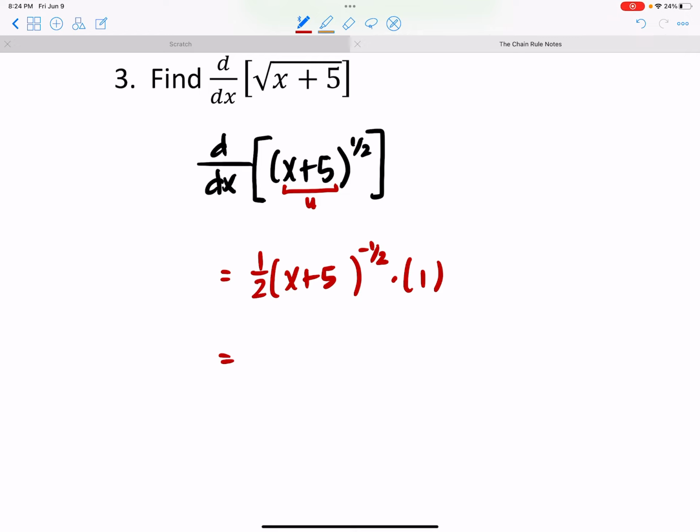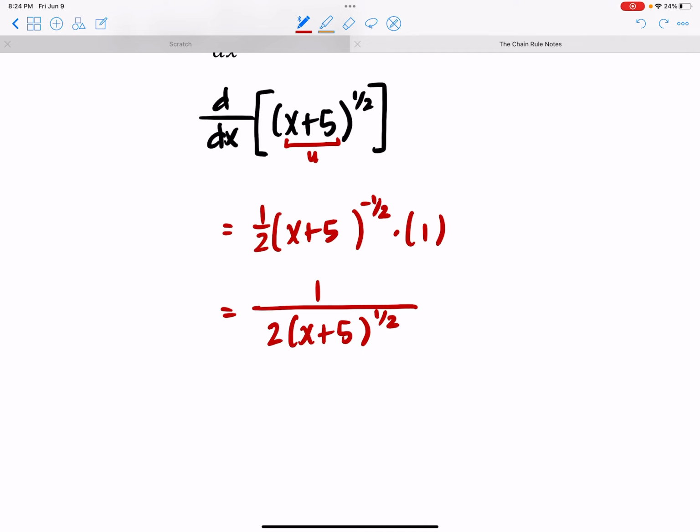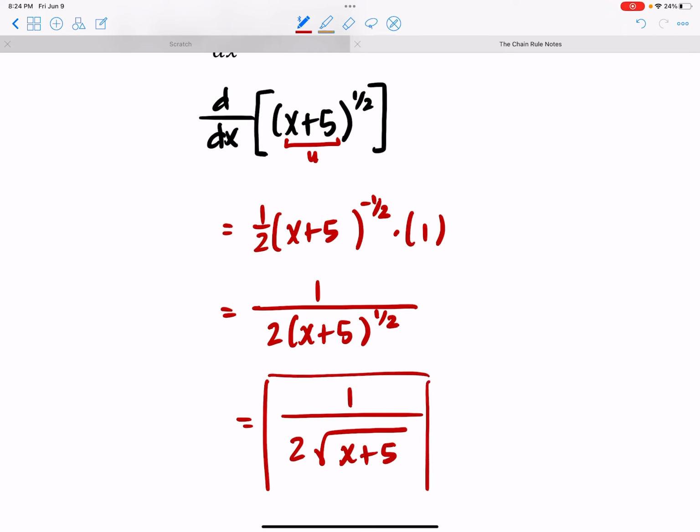Multiplying by 1 is not going to have any effect, but I don't want to leave a negative exponent, so I'm going to move this x plus 5 down to the bottom of the fraction with the 2, and make that a positive 1/2. The rational exponent is fine, but because we started with a radical here, we should probably write this in radical form. So I'm going to go one more step and call this 1 over 2 times the square root of x plus 5. And that would be our derivative with respect to x, using our chain rule, but not having to go through all of those steps.